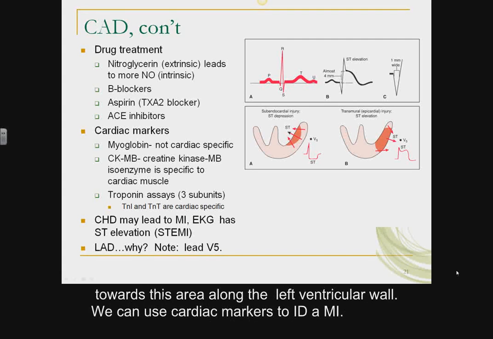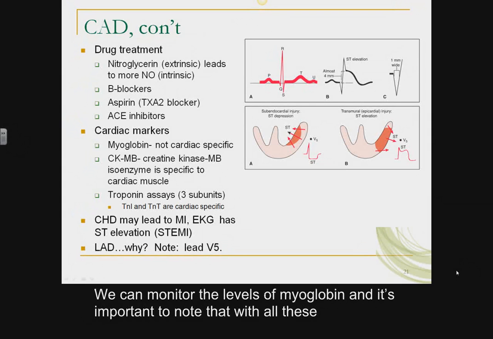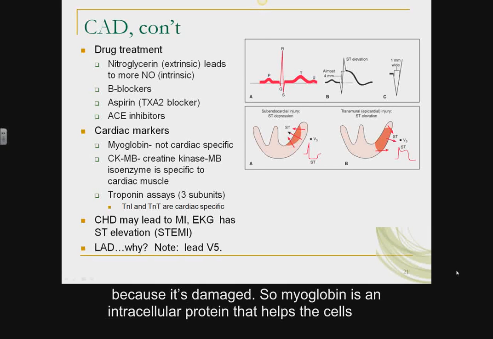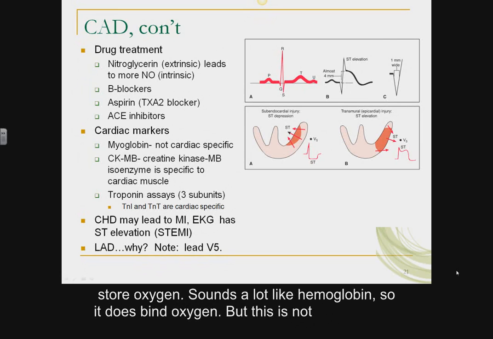We can use cardiac markers to ID an MI. We can monitor the levels of myoglobin, and it's important to note that with all these cardiac markers, they are basically proteins that have been pushed out of the cell because it's been damaged. So myoglobin is an intracellular protein that helps cells store oxygen. It sounds a lot like hemoglobin, and it does bind oxygen. But this is not specific to cardiac tissue. Skeletal muscle also has myoglobin.